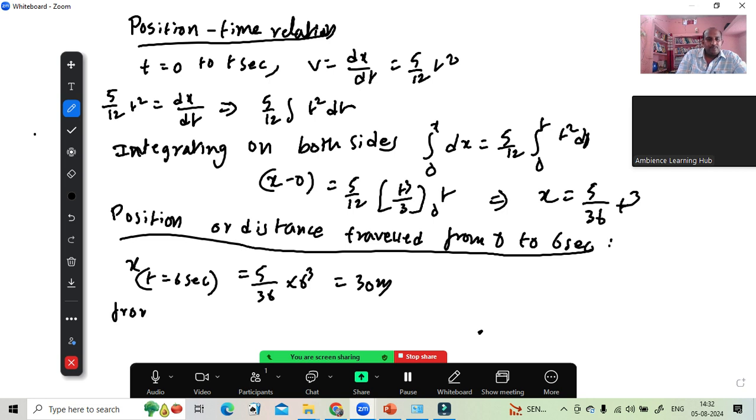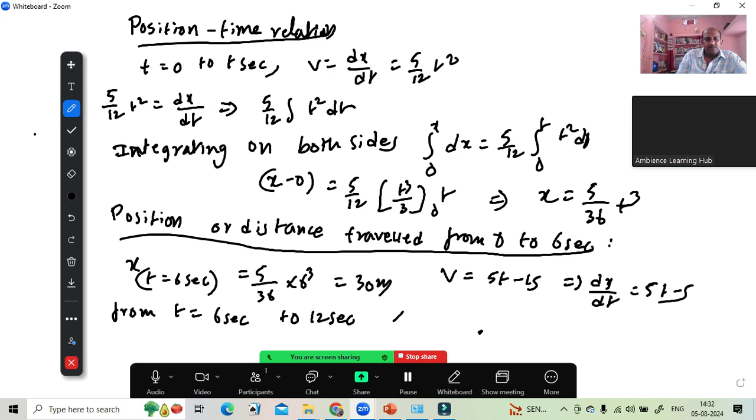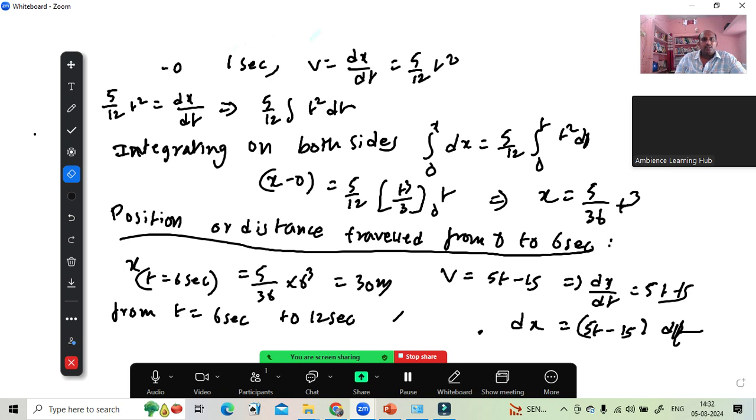So from t is equal to 6 seconds to 12 seconds, we have v is equal to 5t minus 15. That implies that dx by dt is equal to 5t minus 15. So dx is equal to 5t minus 15 into dt. Still the problem is there. Continuation.